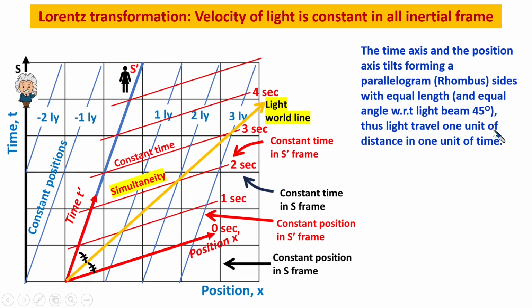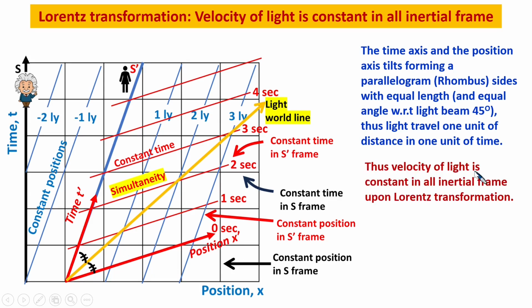Thus, light travels 1 unit of distance in 1 unit of time. Here this is a unit of distance and these are the units of time. So light will travel 1 unit of distance in 1 unit of time. Thus, the velocity of light is constant in all inertial frames. The velocity of light will be constant because the slope remains the same. This is your light world line. But with speed, this slope will change.